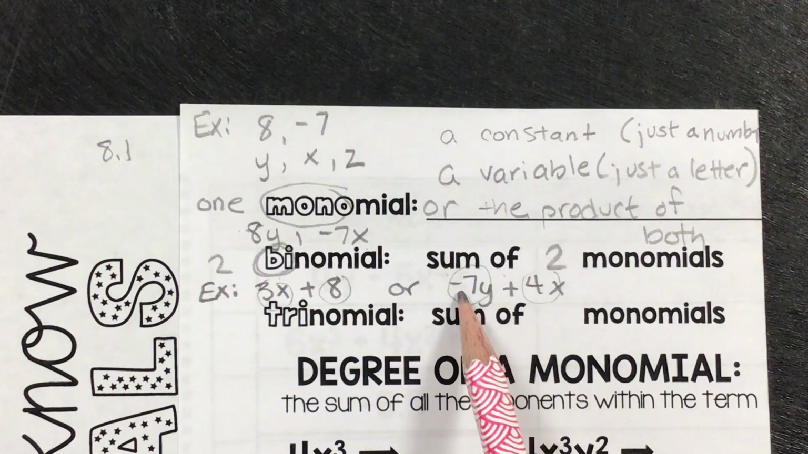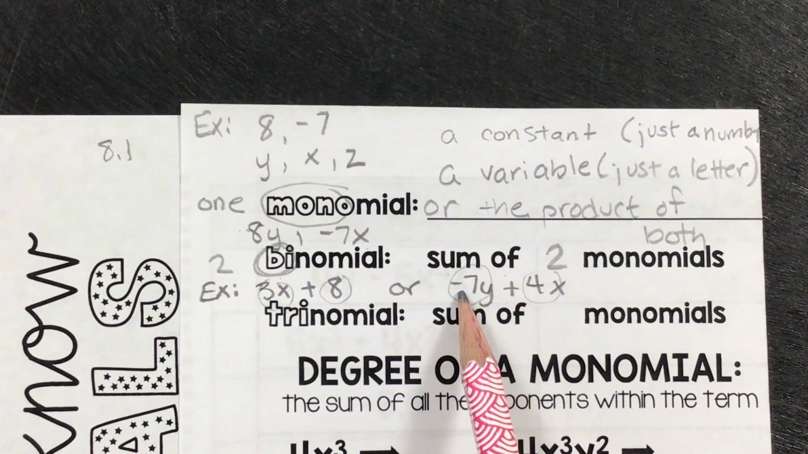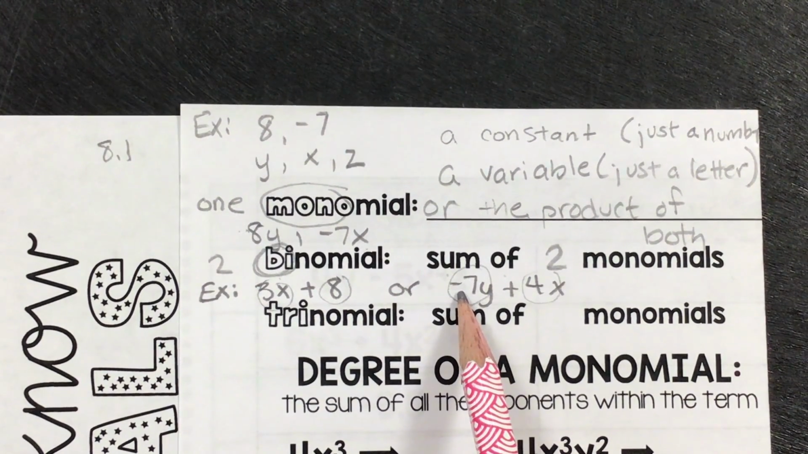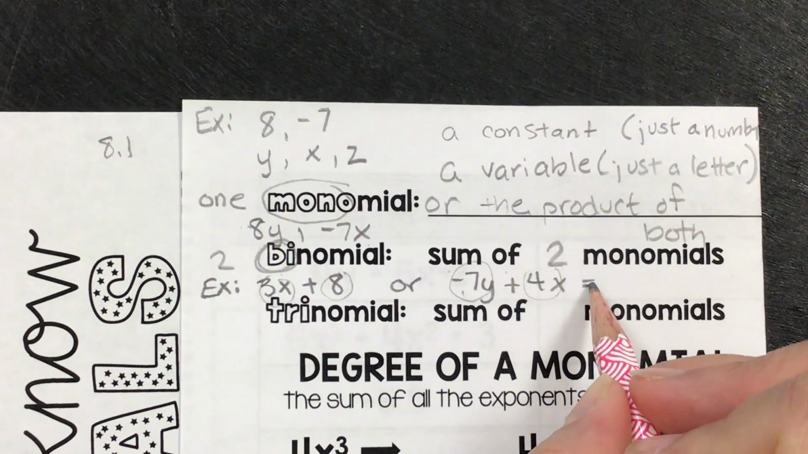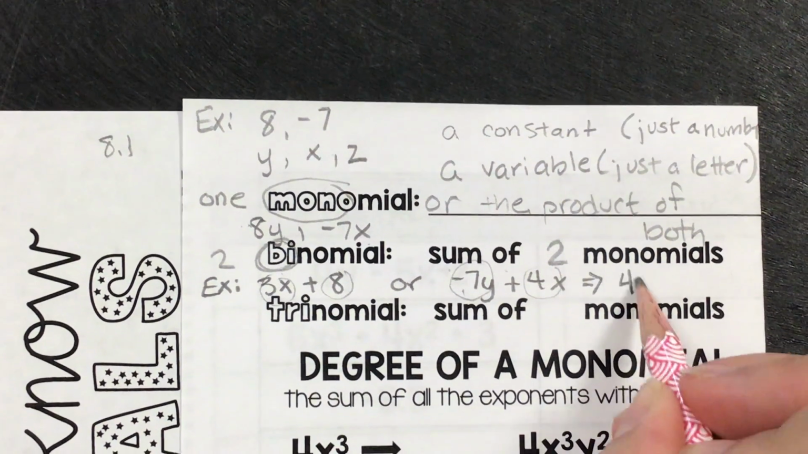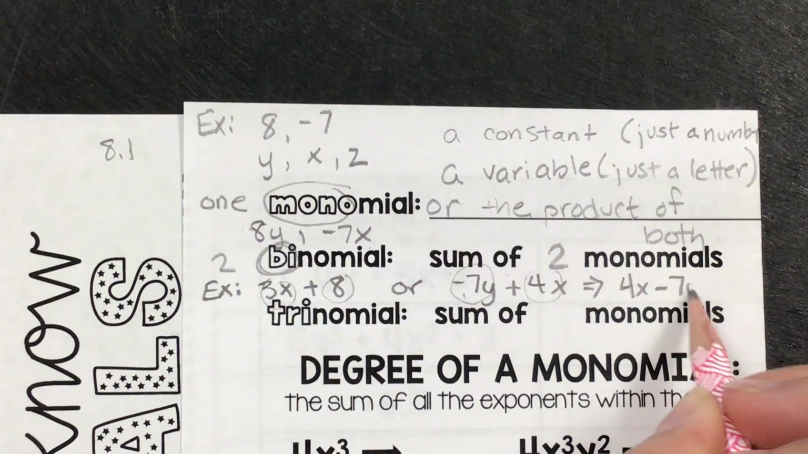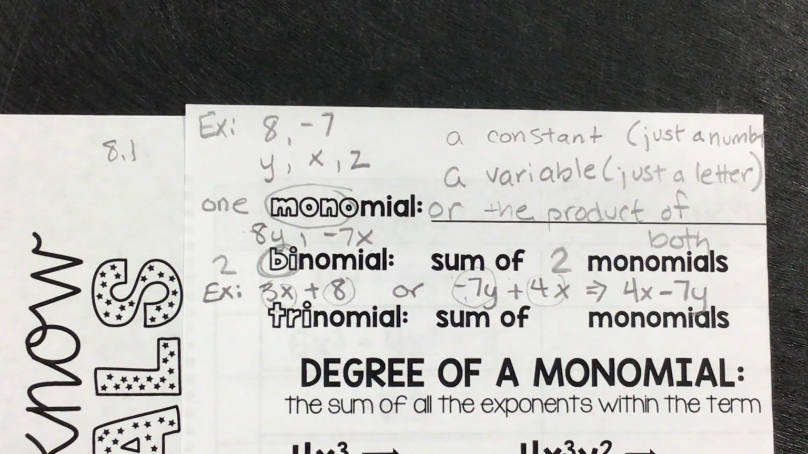I want to point out that the monomial can be negative, so if I were to rewrite this one, it looks like 4x minus 7y. So it doesn't have to be sum, we're just putting those two things together and it can be subtraction.